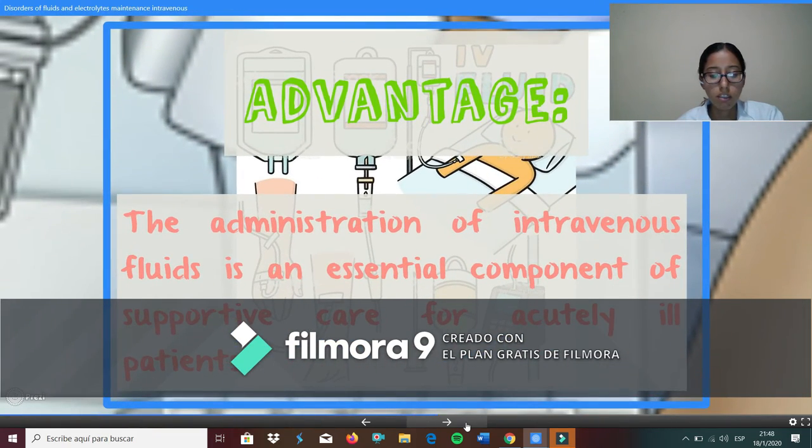Advantage: the administration of intravenous fluids is an essential component of supportive care for acutely ill patients.